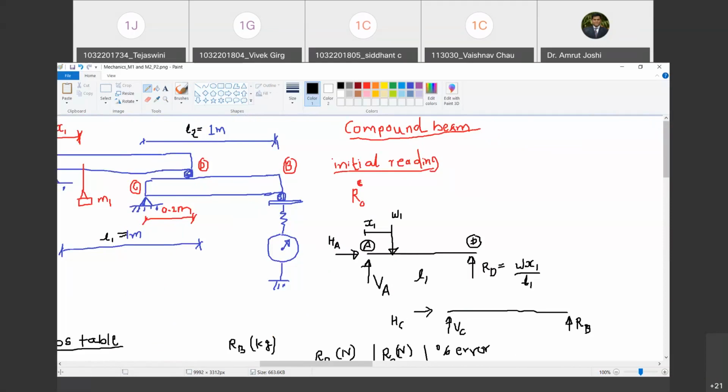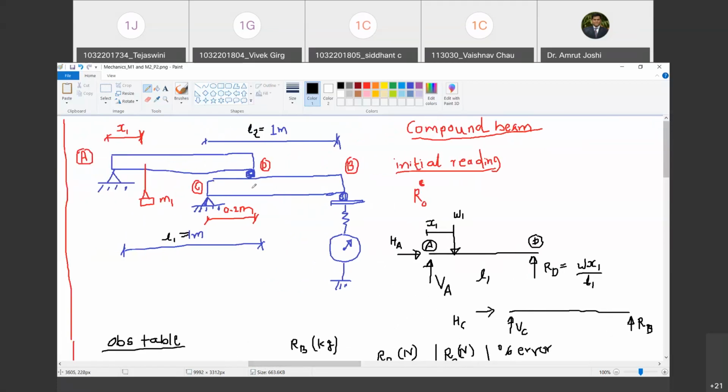Now, what should I show at D? Look, at D, the reaction offered by beam CB on beam AD is RD. Are you with me? Yes, sir. Now I am asking the reverse question. What must be the action taken by beam AD on beam CB at D through the roller? It must be equal and opposite by Newton's third law. Do you agree with me? Yes, sir. So therefore, here you must have this force as Wx1 upon L1, but acting in the downward direction. Happy? Yes, sir.